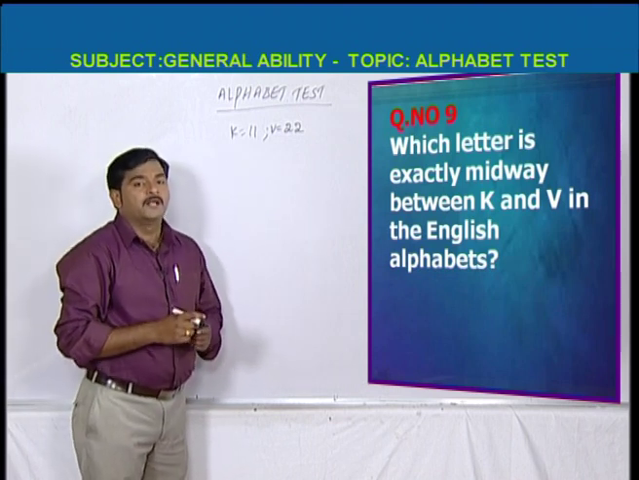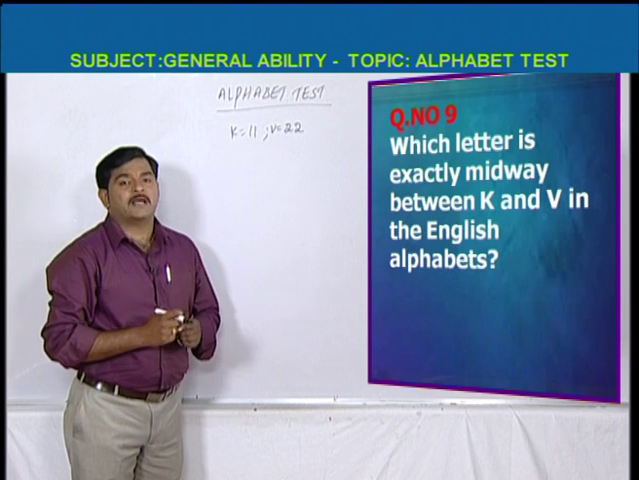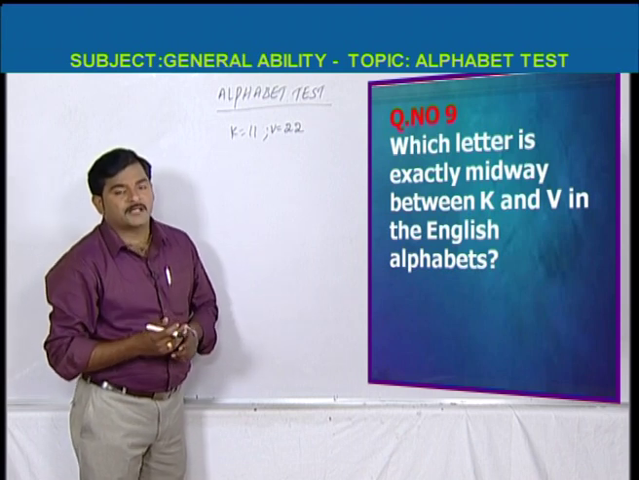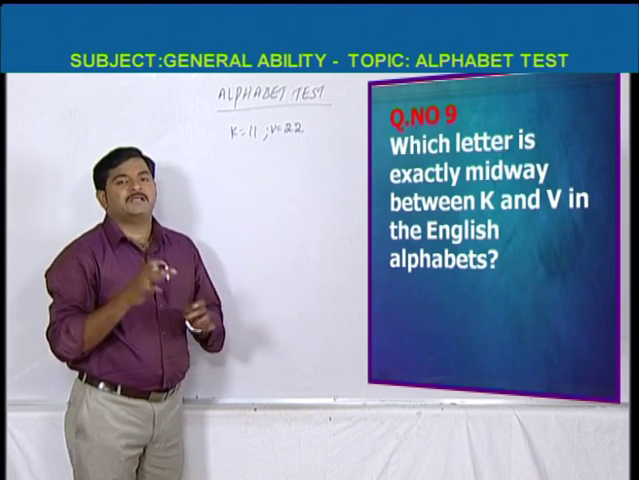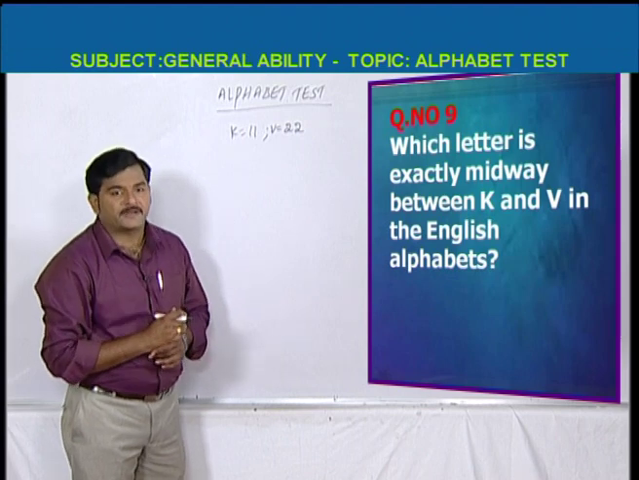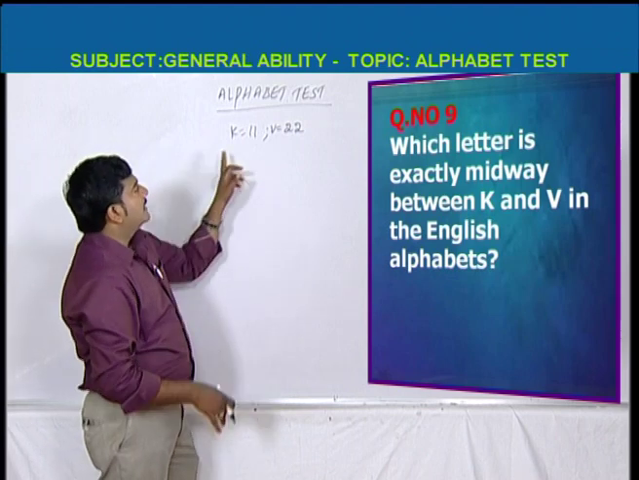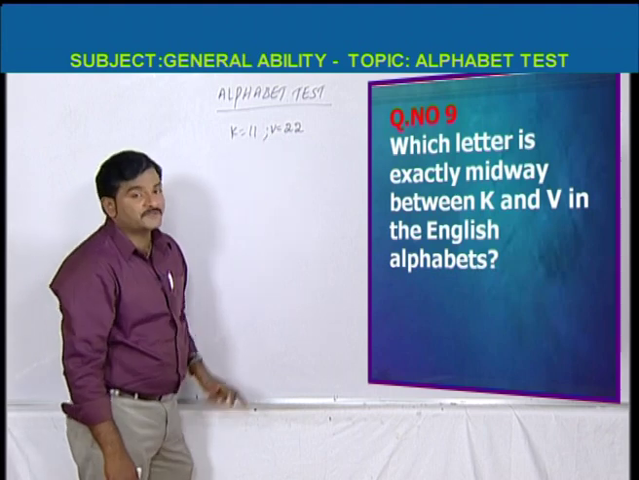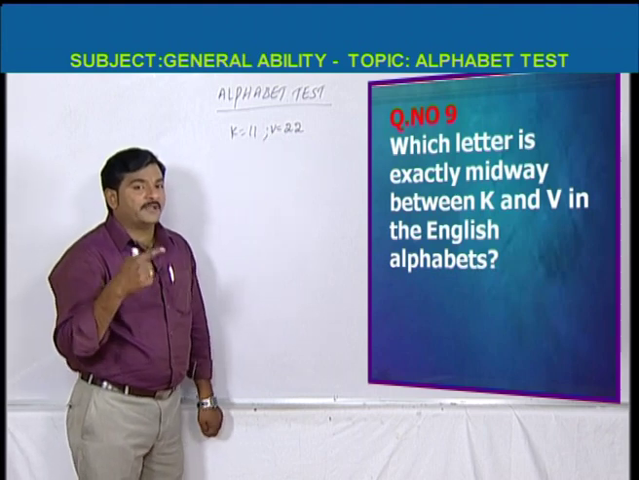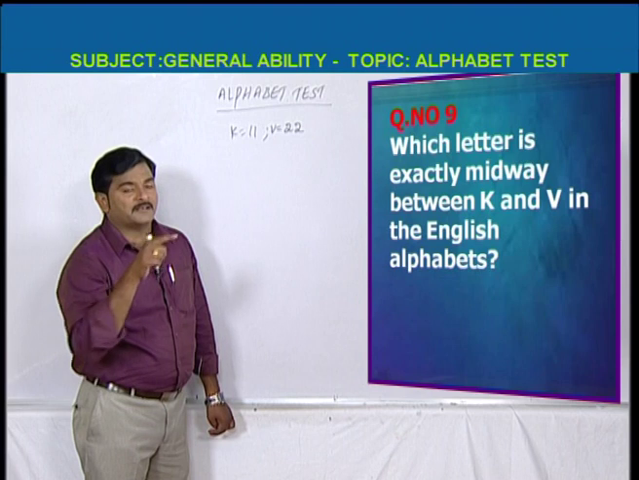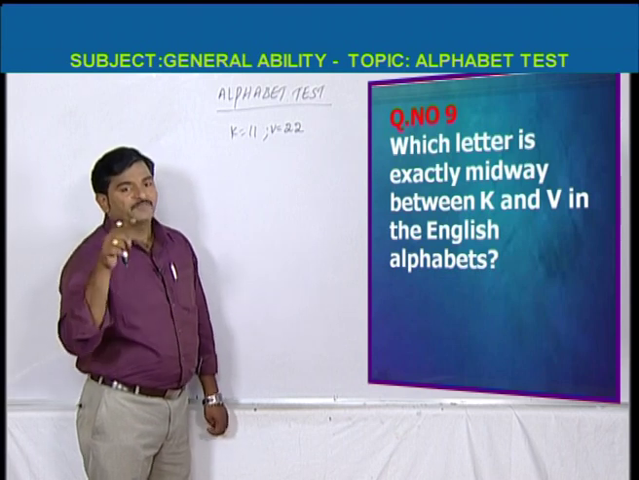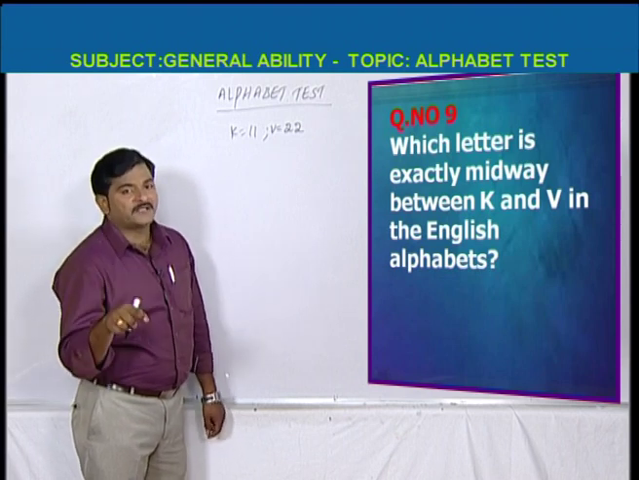Just now I told you, not all questions need to have a middle letter between the given letters in the English alphabet. So this is that kind of question. K means 11, V means 22. Earlier, G was 7 and Q was 17. 7 plus 17 by 2, 24 by 2, half of that is simply 12.